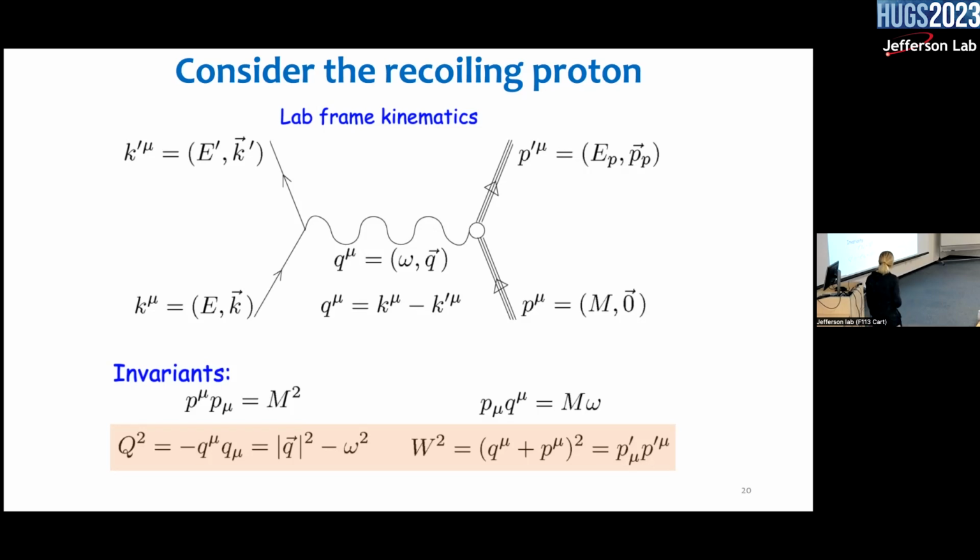And so we can construct some invariants here. We have the Q squared, shown down here, the four-momentum transfer squared, or we have the invariant center of mass energy of the system. These are all things that we can use to make determinations about the kinematics we're going to use in the experiment for what it is that we're going to study. This would be like scattering from a stationary object, a stationary proton, and then the proton scatters.